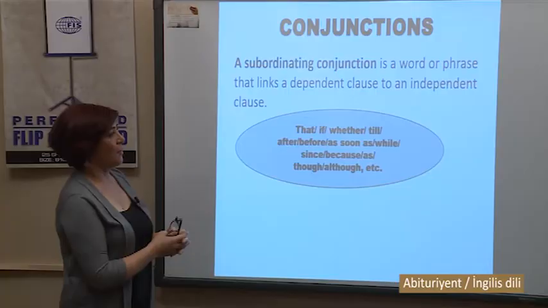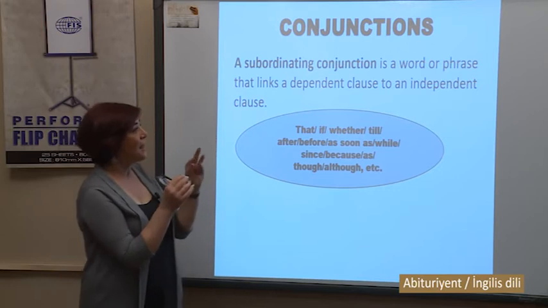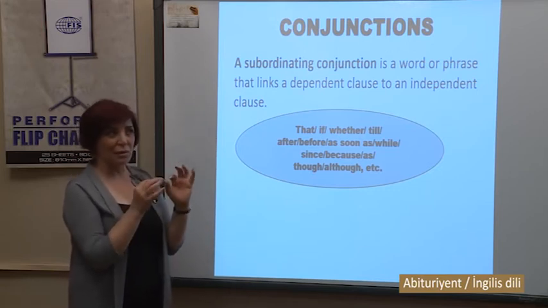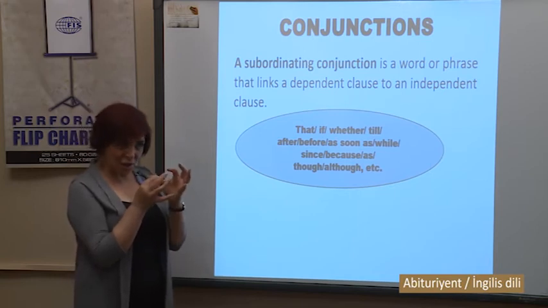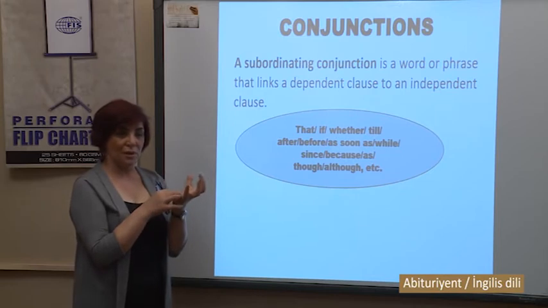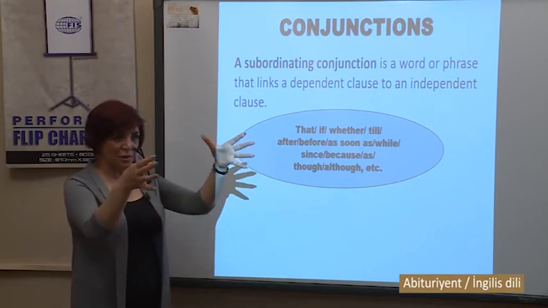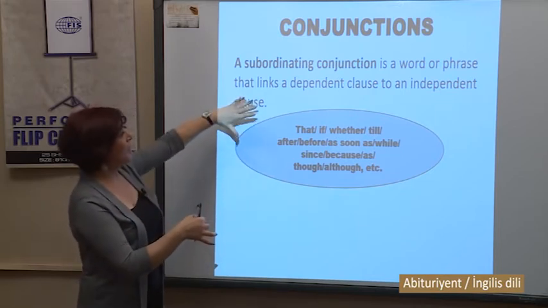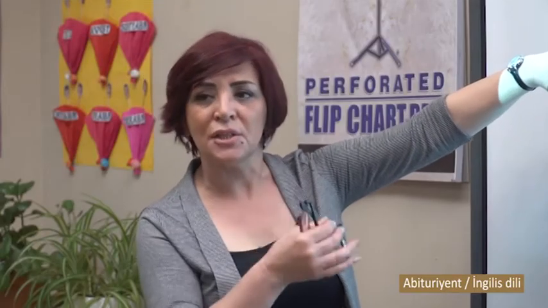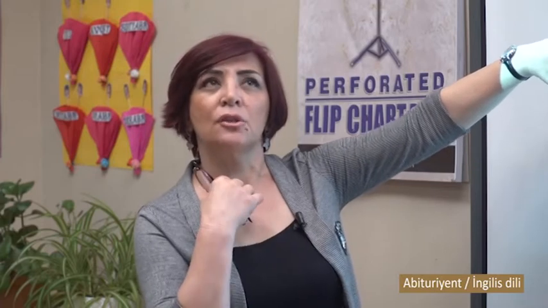And what about subordinating conjunctions? A subordinating conjunction is a word or a phrase that links a dependent clause to an independent clause. You see, nothing about these conjunctions to be used between the items or the words. It is used between two sentences, and it makes the one sentence subordinated to the other sentence.